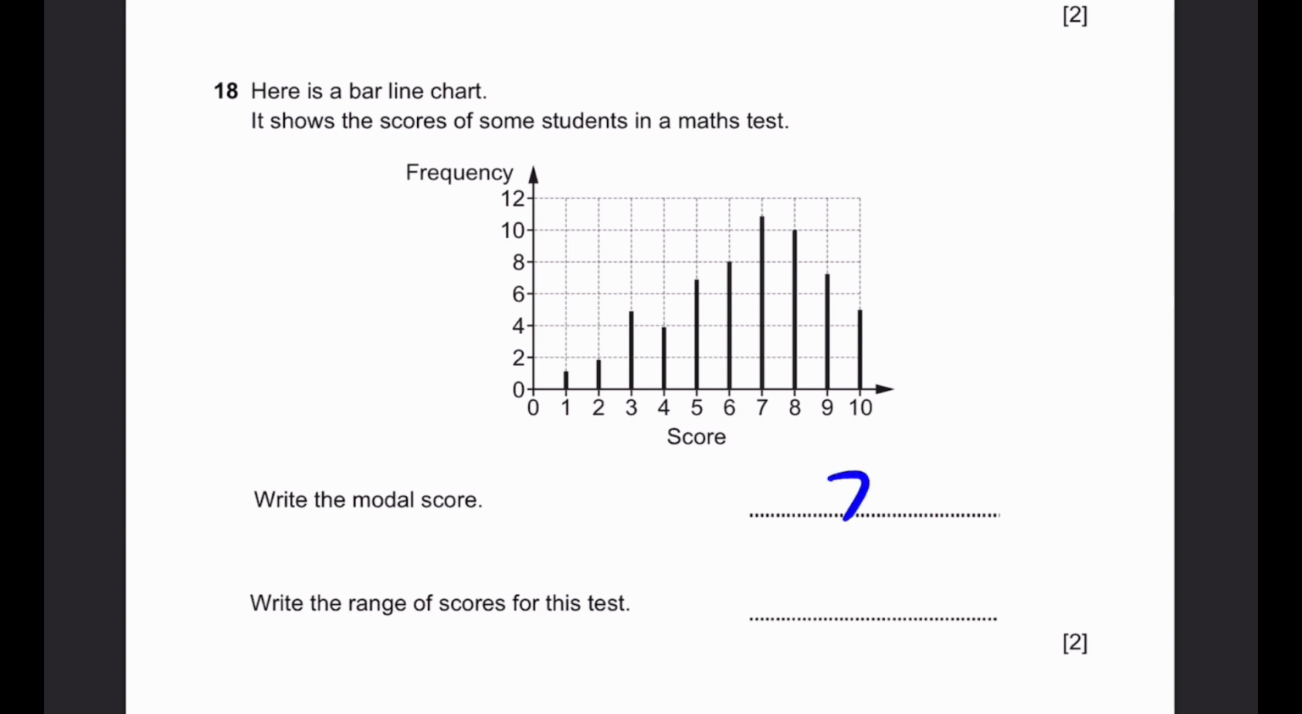Write the range of scores for this test. So the range is simply 10 minus 1, because 10 is the highest and 1 is the lowest. That's 9. Notice that no people got a 0 out of 10. If someone got 0 out of 10, the range would be 10 minus 0, which is 10. But since no one got that, it starts from 1, so we have 10 minus 1. 1 is the lowest, so that's 9.